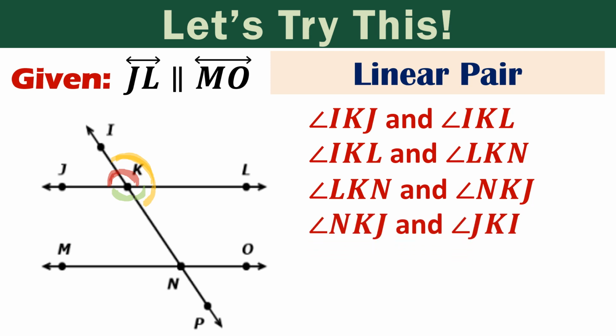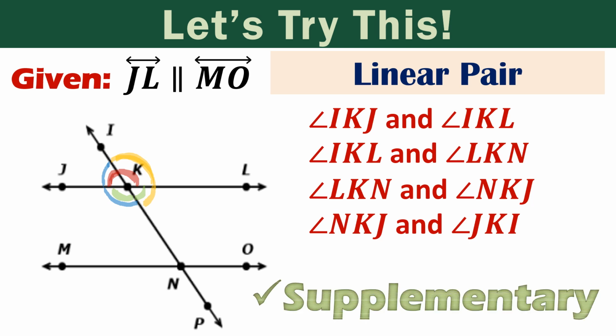One more, we have NKJ. This time, this one is paired with JKI. So we do have four pairs of linear pairs here at the upper portion of our illustration. That means we can also have four more pairs at the bottom portion of our illustration. But again, we'll just get random examples in the given illustration. Apart from these four, we still have a lot more. Again, linear pairs are supplementary.